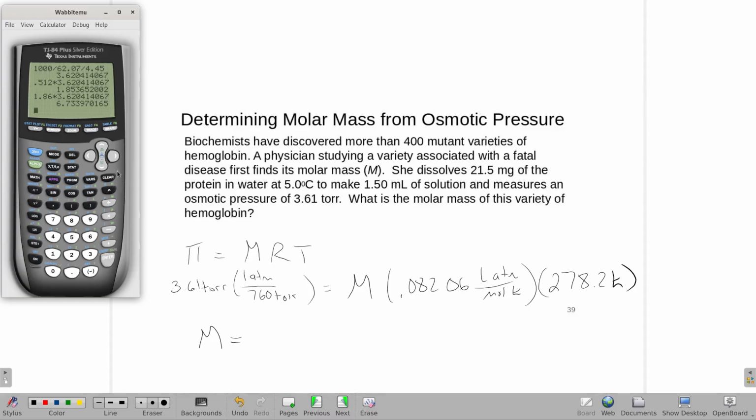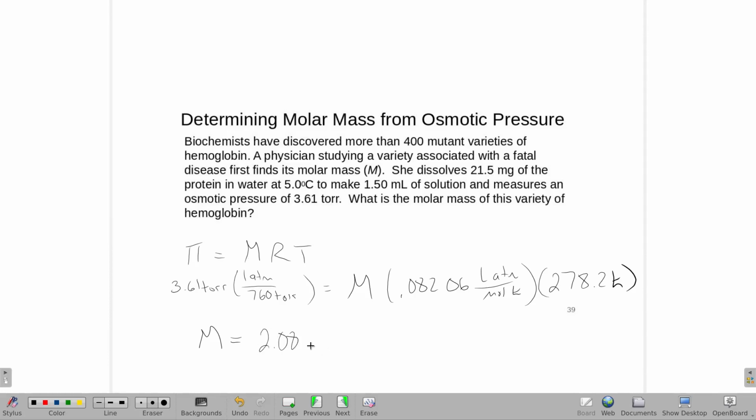Alright, so clear this out. 3.61 divided by 760, divided by R, and divided by the temperature. Alright, it's going to be a very, very small number. 2.08 times 10 to the negative 4th. Now, I'm not going to actually use this number. I'm going to use what's in the calculator.